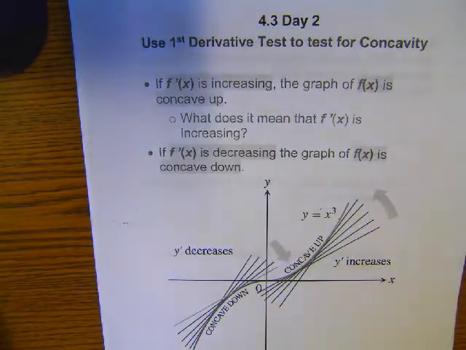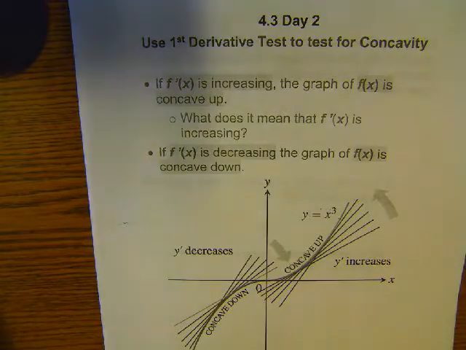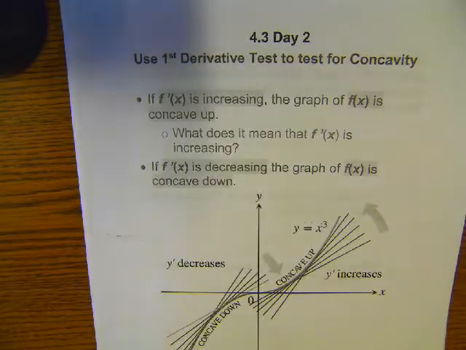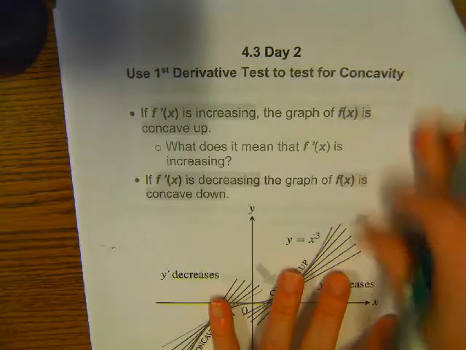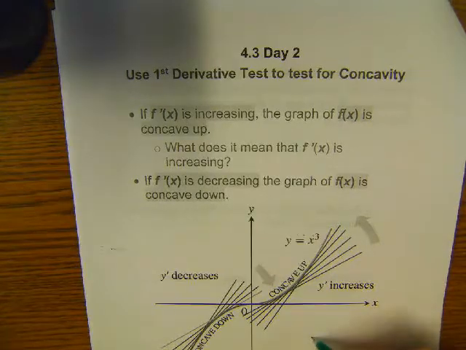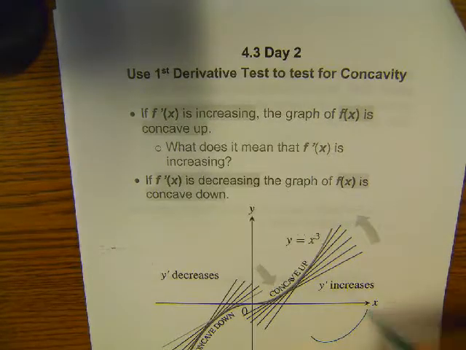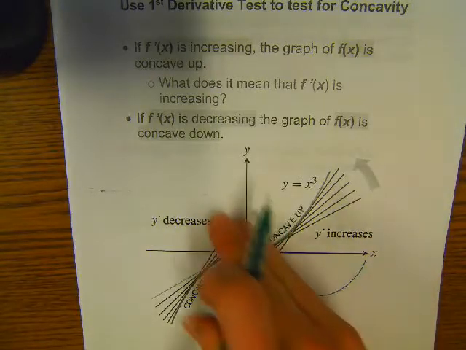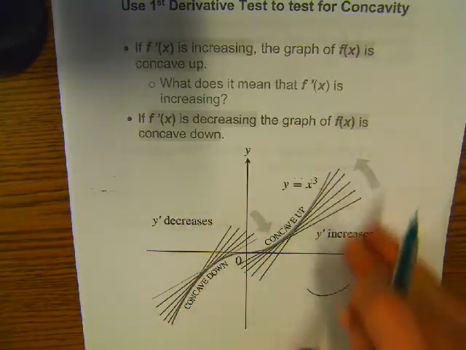All right, so yesterday we talked about the first derivative test and how to use it to test for extrema. Today we're going to use the first derivative to test for what we call concavity. Concavity is this quality where it's concave up, when we have a minimum on the interval.